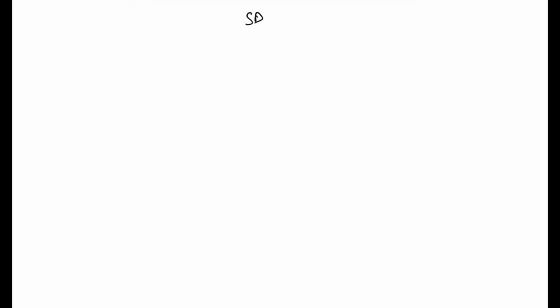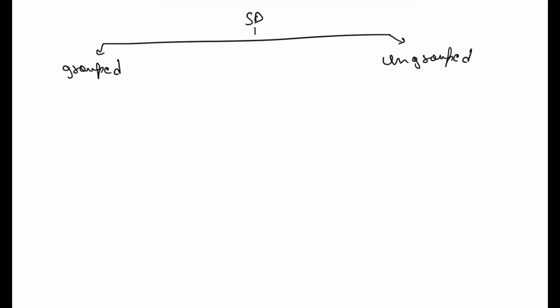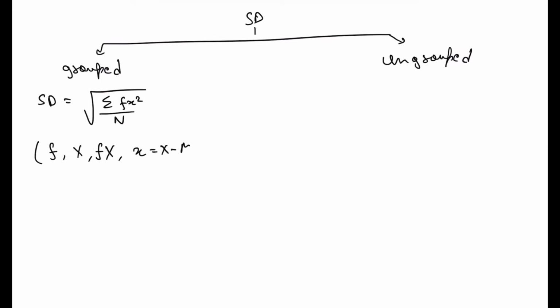Now when we calculate SD, according to our problem, there can be two types of representation. One is for grouped and the other one is for ungrouped. For grouped data, the SD is root of sigma fx square by n. Here the columns will be f, x, comma x equals X minus m, x square and fx square, and here n is the total f.